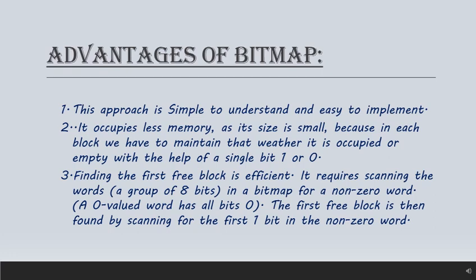It requires scanning the words, which means a group of 8 bits in a bitmap, for a non-zero word. A zero-valued word has all bits 0. The first free block is then found by scanning for the first one bit in the non-zero word.